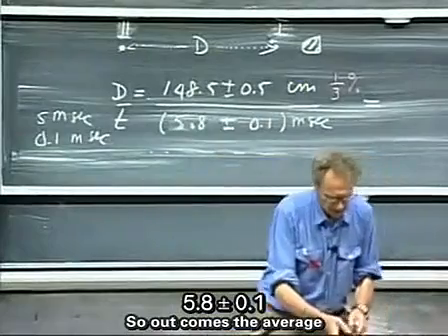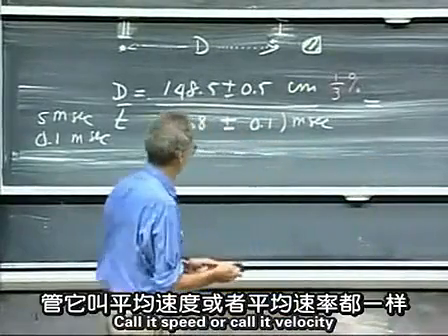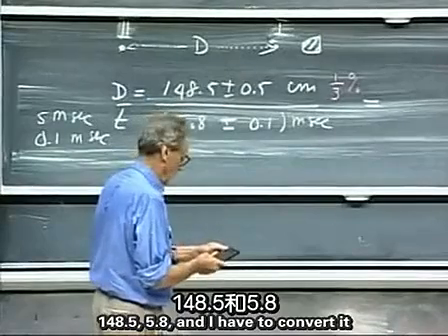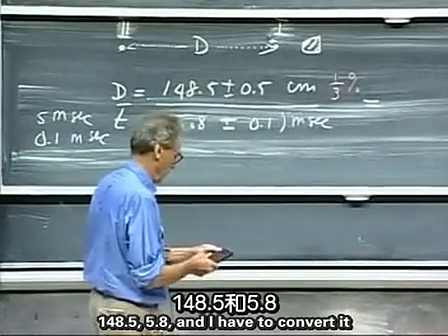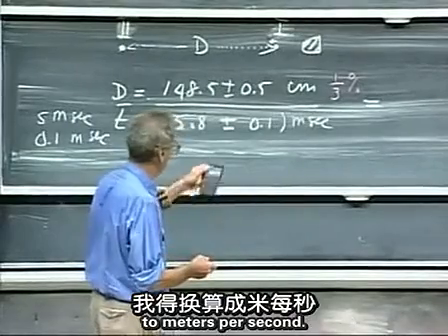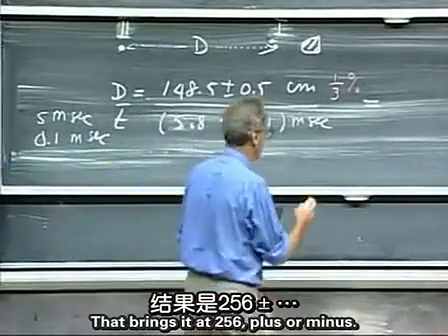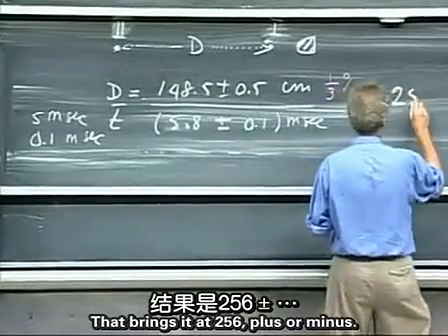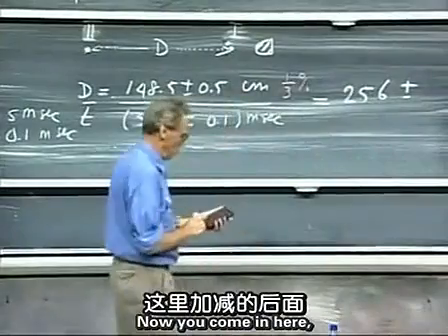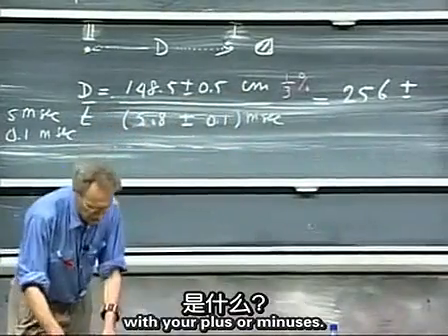So out comes the average, call it speed or call it velocity, it's the same thing in this case. 148.5 divided by 5.8, and I have to convert it to meters per second. That brings it to 256 plus or minus. Now you come in here with your plus or minuses.